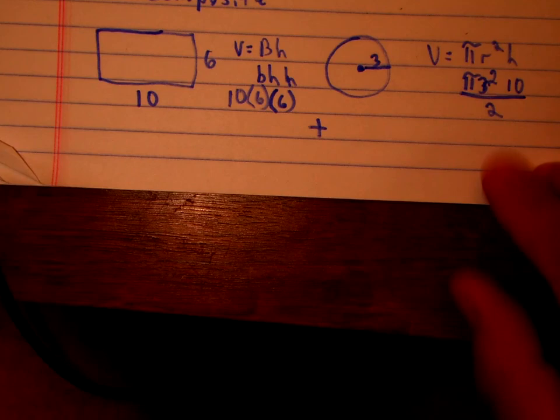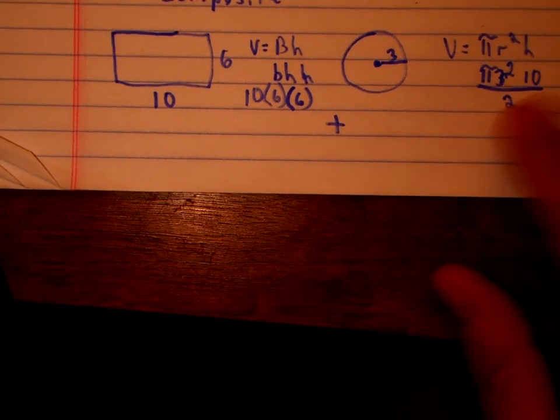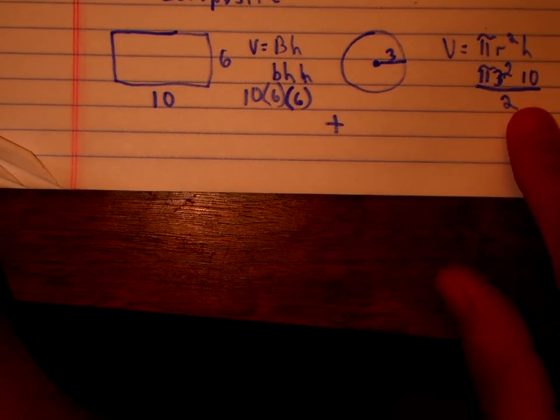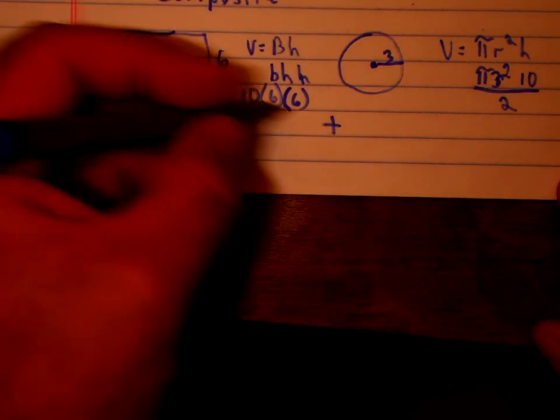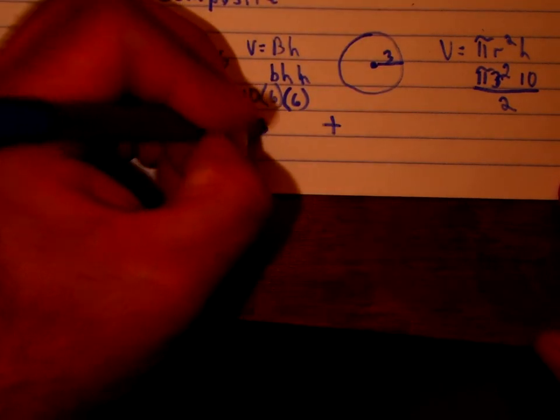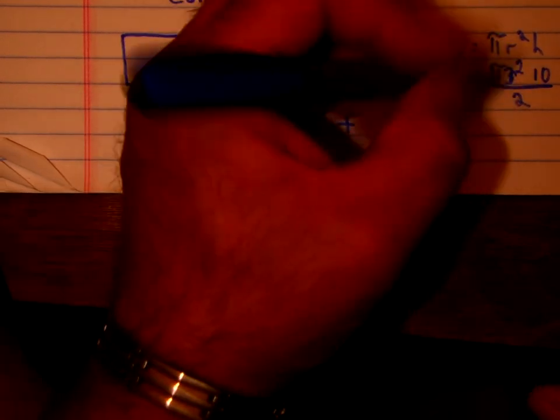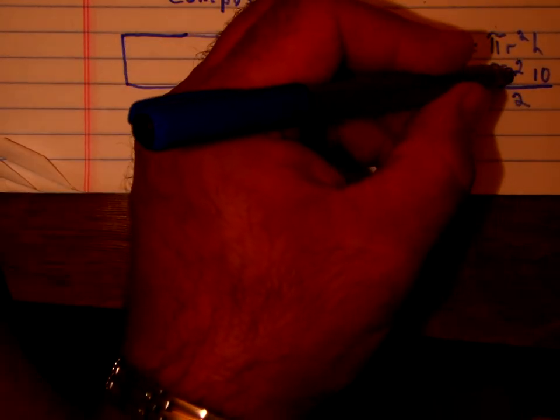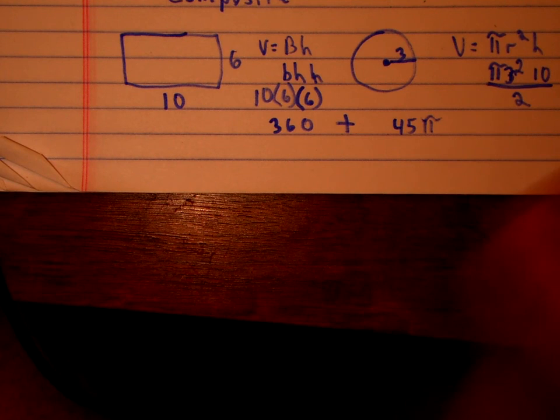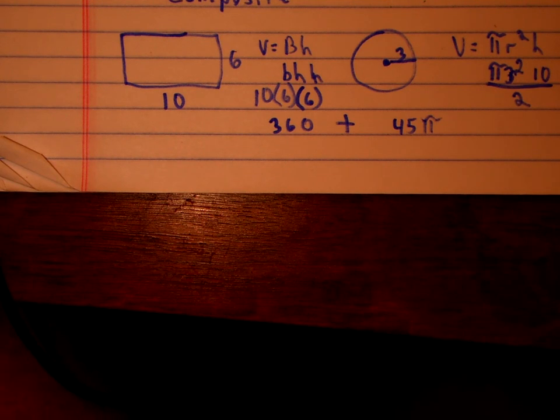Now this isn't the formula, this is the logic and reasoning you have to do. Why am I only using half of it? Because you can see the lid is a semicircle. So I have this problem over here, which is 360, plus this volume over here, which is 9 times 10, which is 90, divided by 2, which is 45 pi. And there's your answer. In terms of pi, you just leave it like that. If they ask you to round to the nearest tenth, you put it in your calculator, hit enter, and round to the nearest tenth.